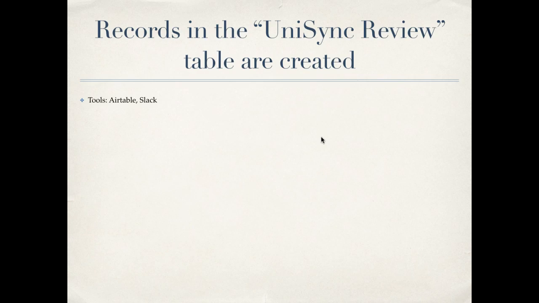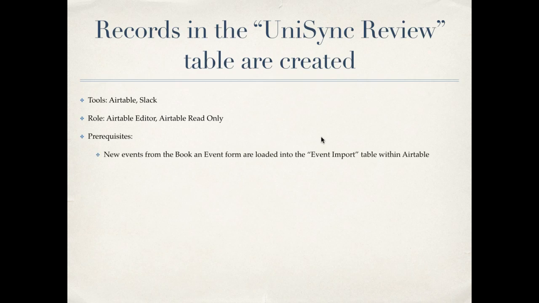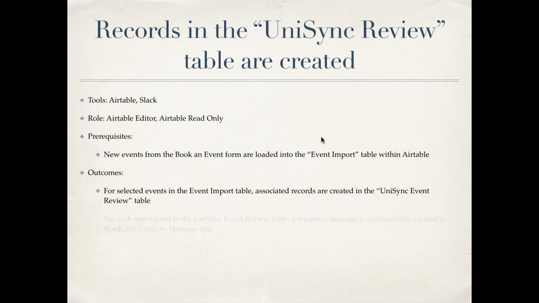The second part of the use case is records in the Unisync review table are created, and the tools needed are Airtable and Slack. The roles played will be Airtable editor and Airtable read-only. Prerequisites: new events from the book and event form are loaded into the event import table within Airtable. The outcomes are, for selected events in the event import table, associated records are created in the Unisync event review table.